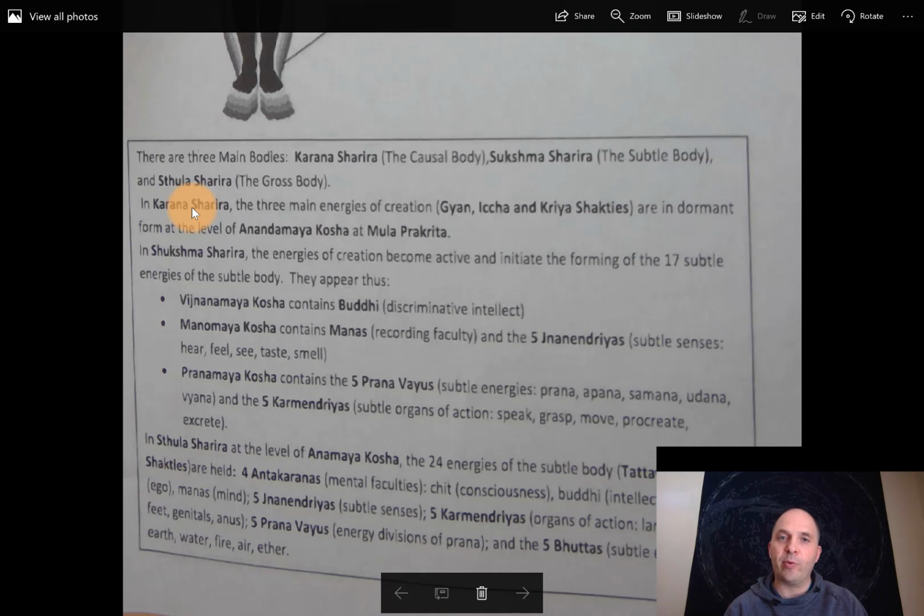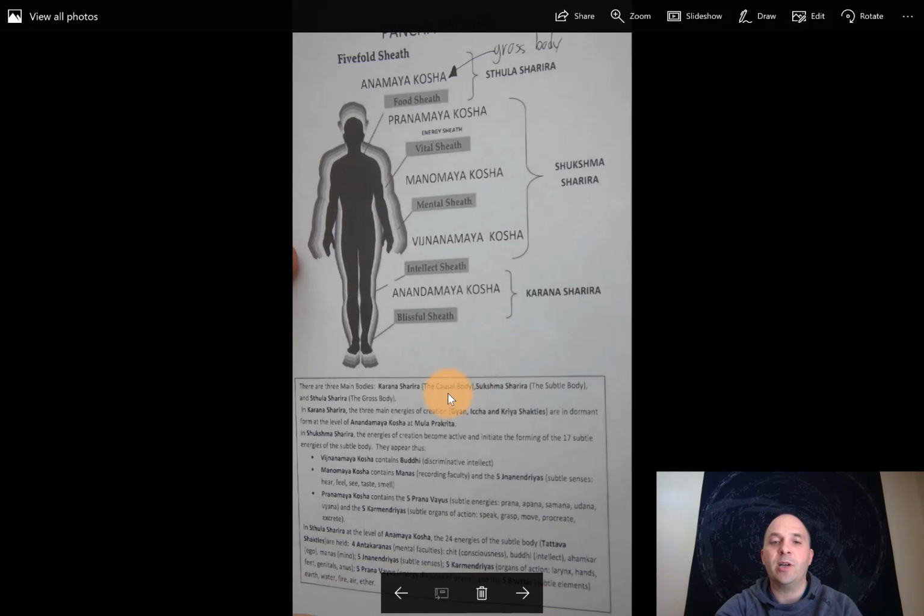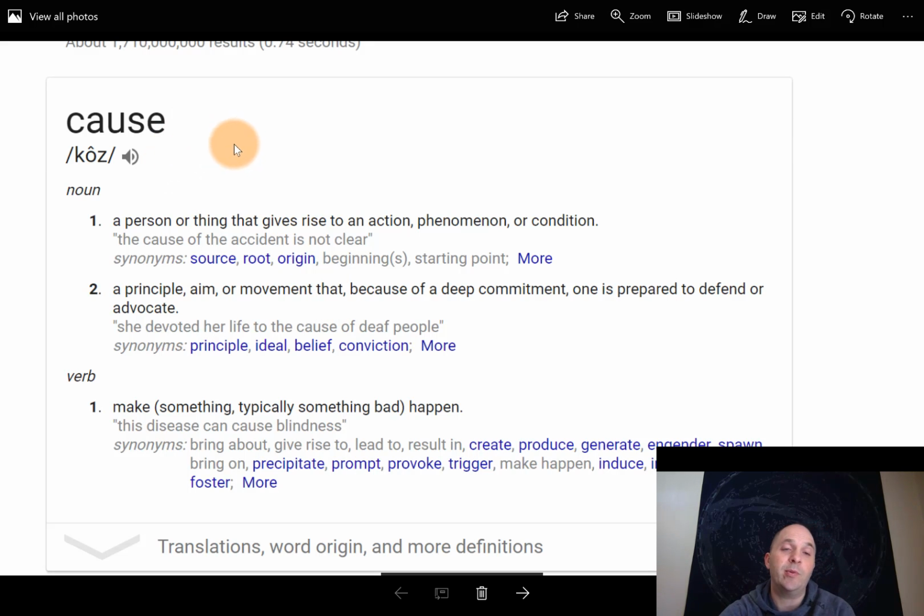So now, bringing this into the causal body here, before I go any further, I was always confused by that term causal, so I broke it down. What's causal? What's the root word here? Well, the root word is cause, and I googled cause and came up with this definition, and it's perfect for our investigation into karma. It says here, cause is a person or thing that gives rise to an action, phenomenon, or condition. Think about this. I'm going to read it again. A person or thing that gives rise to an action, phenomenon, or condition.